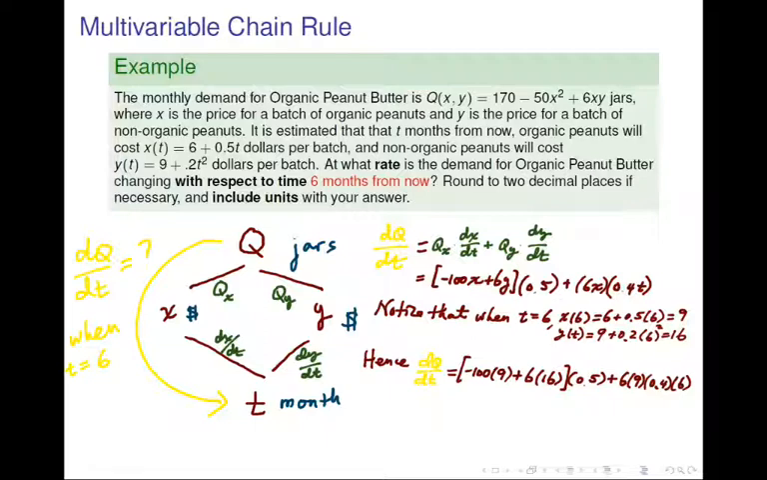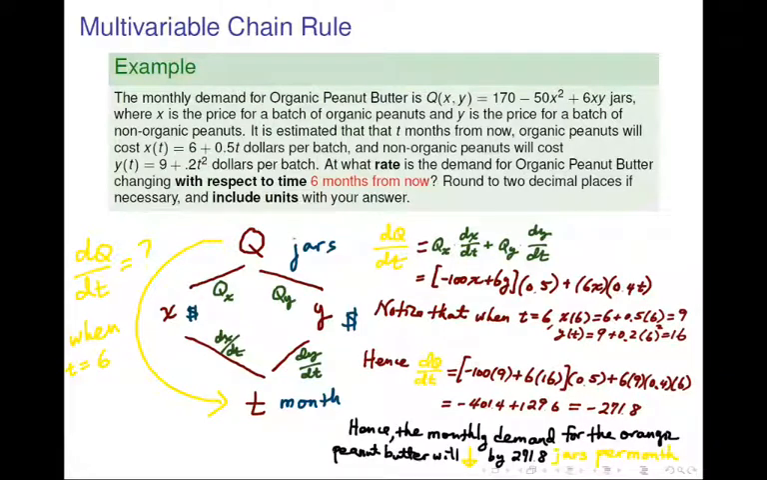You simplify this a little using a calculator, and we get negative 271.8. Now to explain what that means, because this is a rate function, make sure that your unit is a rate unit. Because it's dQ/dt, we take the unit for Q over the unit for t. That is why the answer is that the monthly demand for the organic peanut butter will decrease by 271.8 jars per month. And remember, that's decreasing because of the negative sign in your final answer. This concludes this problem.